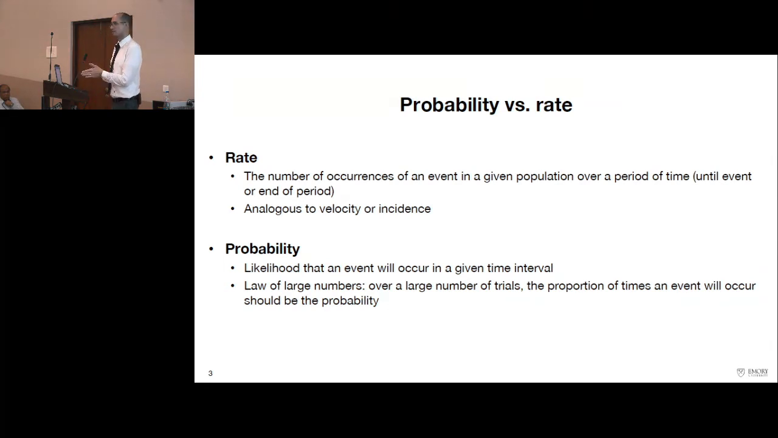Many of you may know this already, but there's a difference between a rate and a probability. The rate is the number of occurrences of an event in a given population over a period of time until event or end of period. You can think of it as velocity or incidence. In contrast, probability is a likelihood that an event will occur in a given time interval. Thanks to the law of large numbers, over a large number of trials, the proportion of times an event will occur should be the probability.